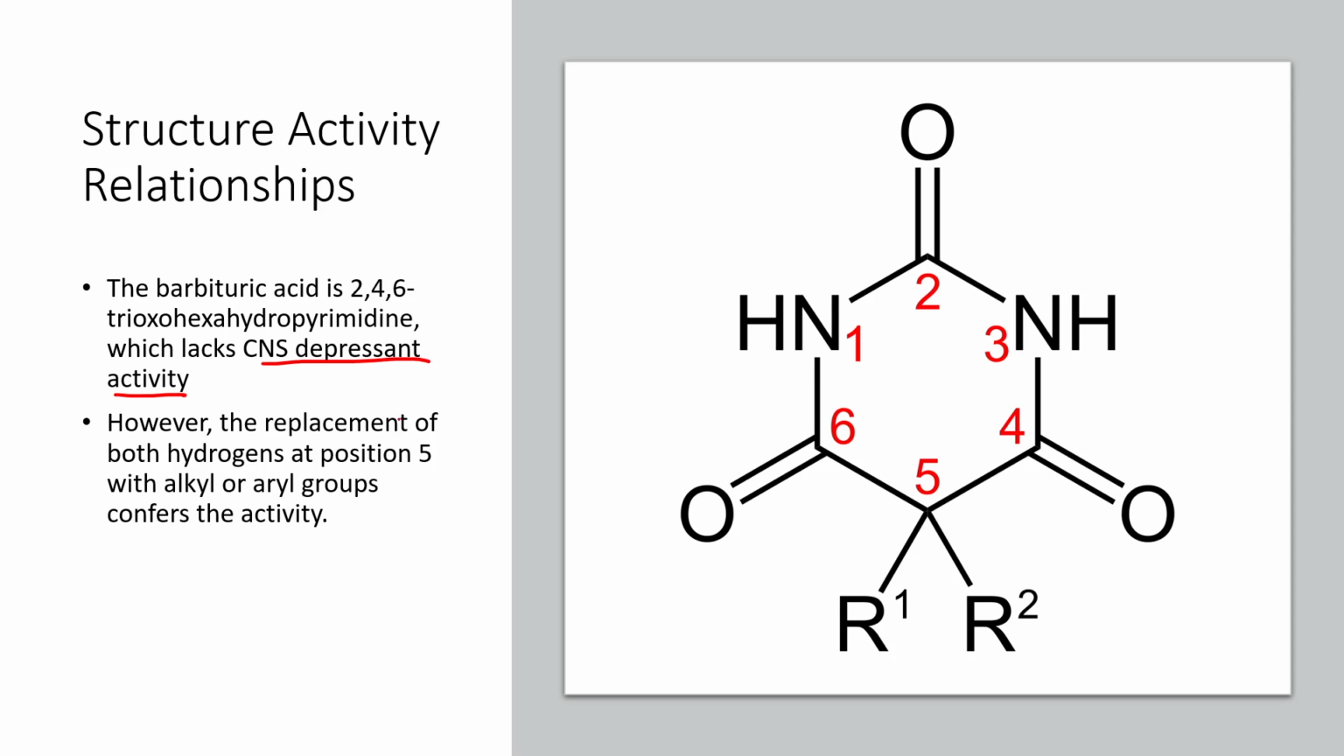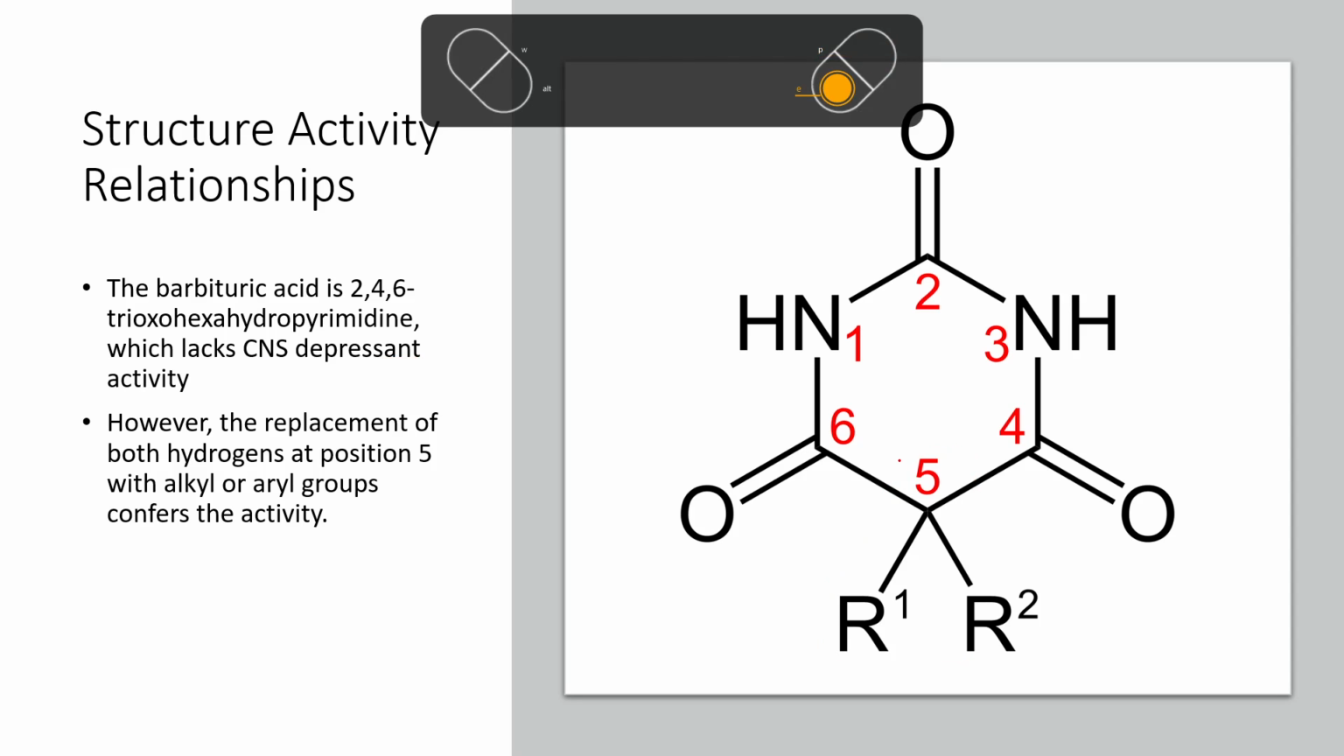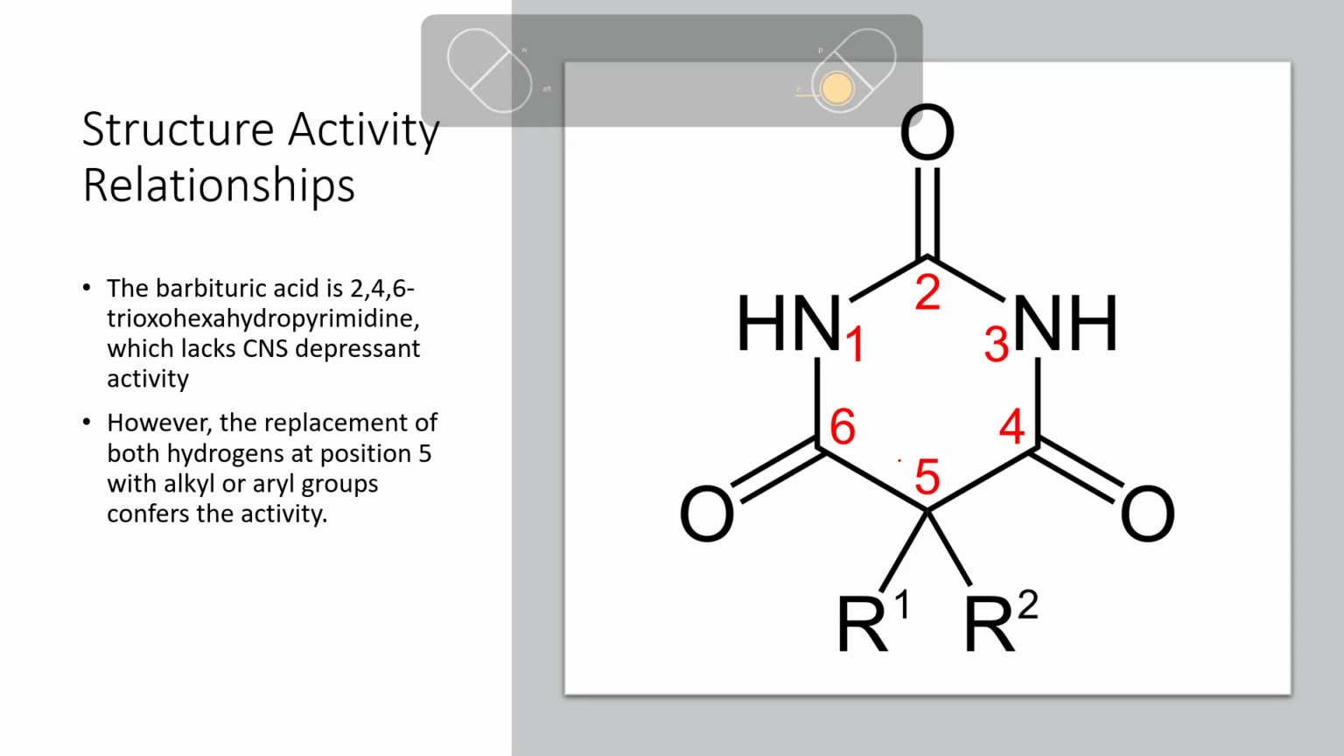However, if you replace hydrogens at number 5 here with alkyl or aryl groups, you can actually induce the structure to have the activity of our barbiturates. So substitution at 5 is mandatory for you to have an activity. If it's only double H or 2 hydrogen atoms, you won't have any activity.